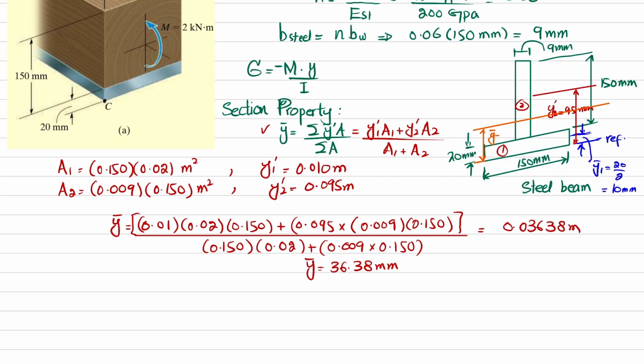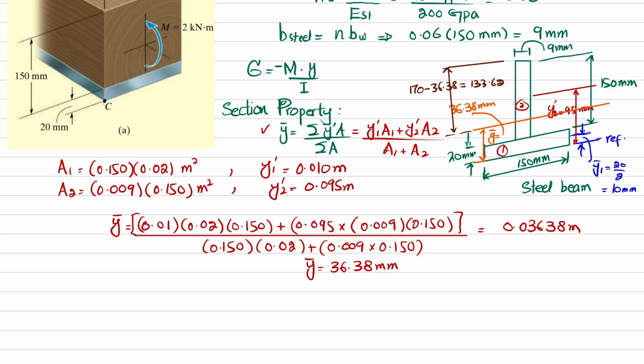Okay, I will write the value over here. This is 36.38 millimeter. Now this remaining distance from the top till the neutral axis will be this one. Let me show you over here, and this distance will be 170 minus 36.38, and that will be equal to 133.62 from the neutral axis till the top.